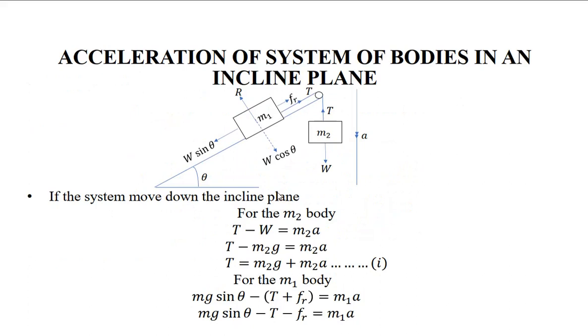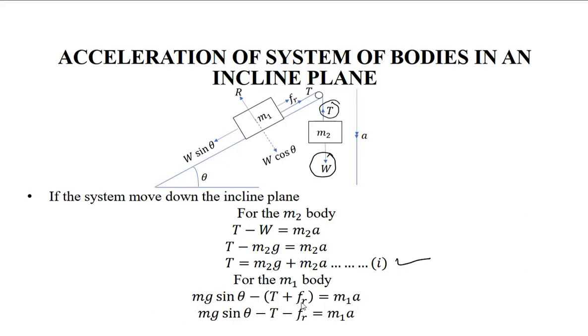Now let us look at the second condition. The first condition was if the system moves up the inclined plane. Now we are taking the condition if the system moves down the inclined plane. If the system moves down the inclined plane, for the body of mass M2, the tension is greater than the weight. That is why the body is moving up. So we have T minus W equals M2A. Now, W is M2G, and from there we get our equation 1.